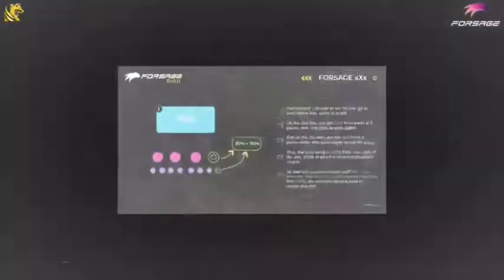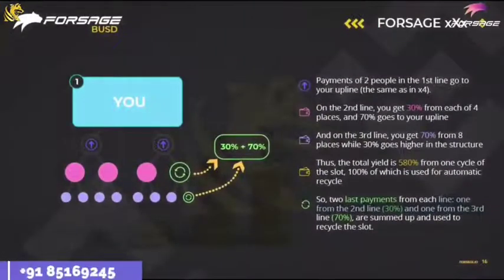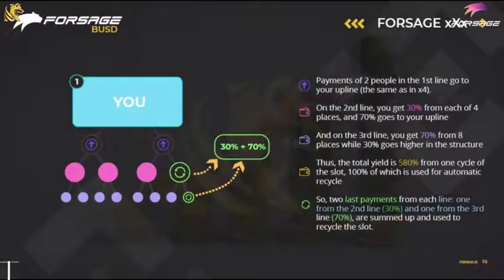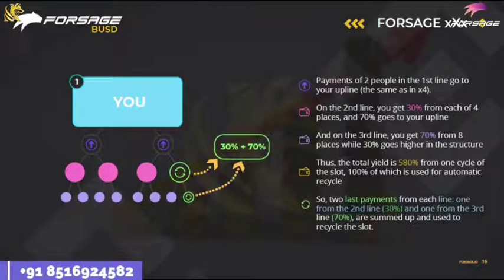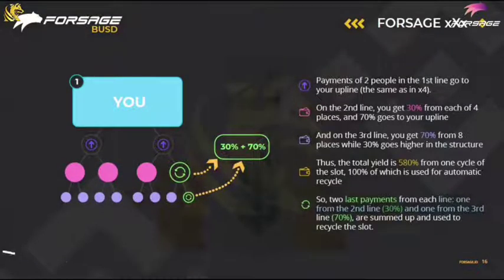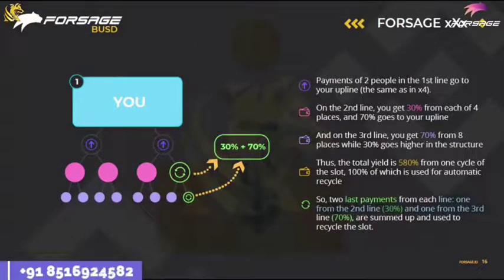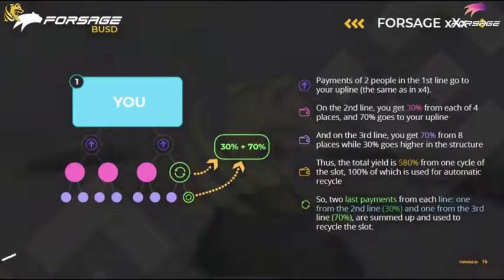So now let's know the working of Forsage XXX. In XXX there are a total of 14 places. Payments of 2 people in the first line go to your upline. On the second line you get 30% from each of 4 places and 70% goes to your upline. And on the third line you get 70% from 8 places while 30% goes higher in the structure. Thus the total yield is 580% from one cycle of the slot, 100% of which is used for automatic recycle.